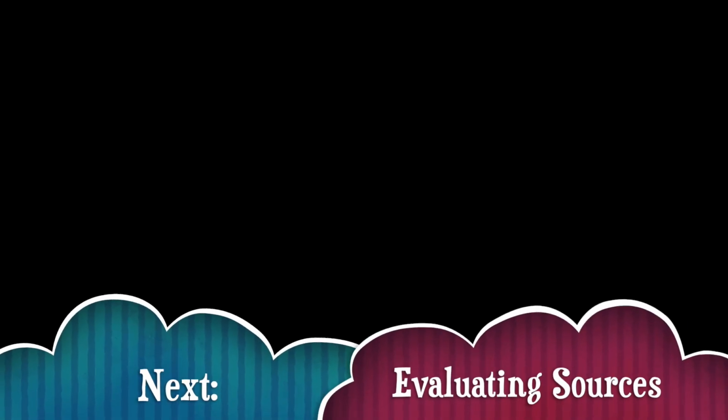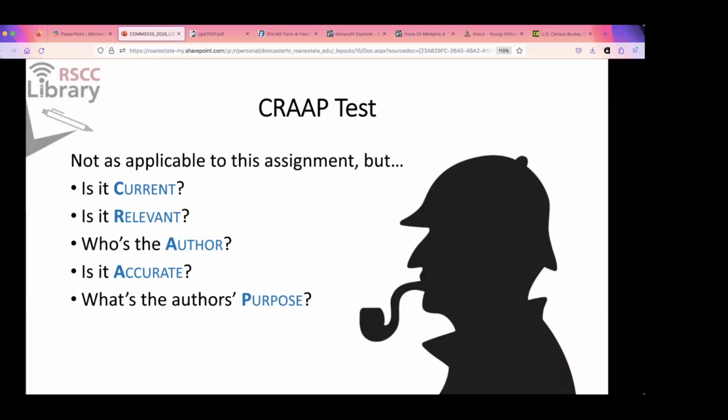Government public opinion sheet has a lot of sources, but how do you know if a source is worthy? I'll mention the CRAP test before I go to the library website. Again, this is just an acronym, and what it stands for is the item, the information you have found, the source. The information, is it current? Is it relevant? Who is the author? Is it accurate? And that's authoritative. And what is the author's purpose?